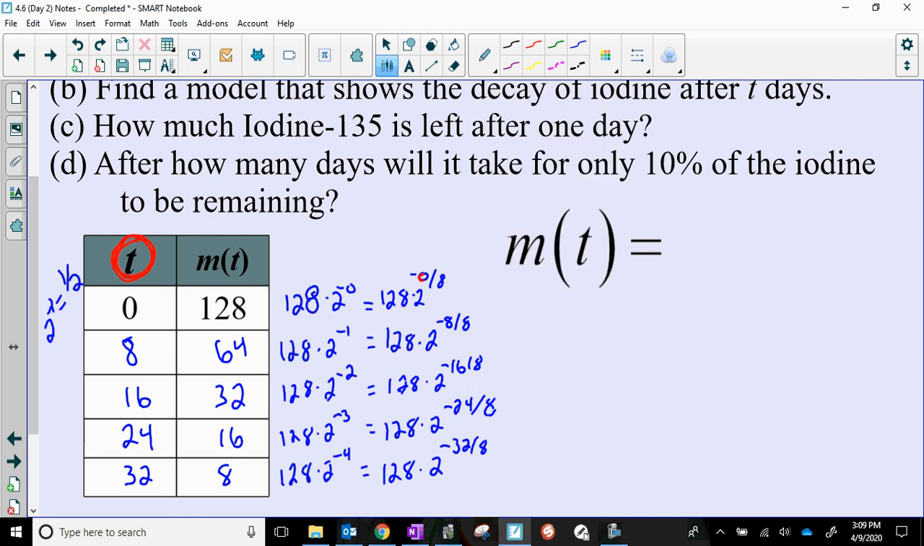So the things that I see changing from each part of the table, just these numbers right here, the numbers that are different, are the exact values of t that we have in our table.